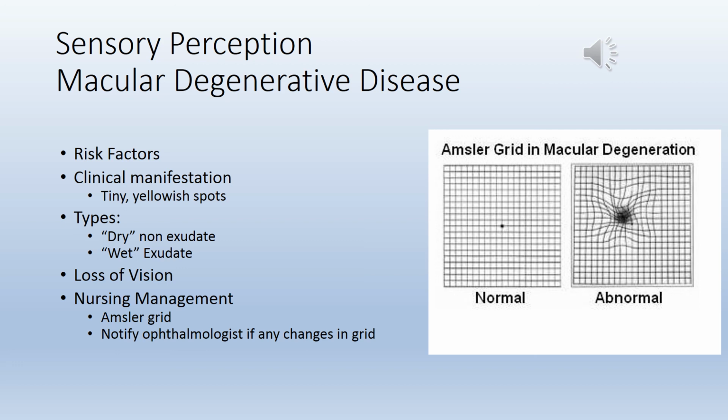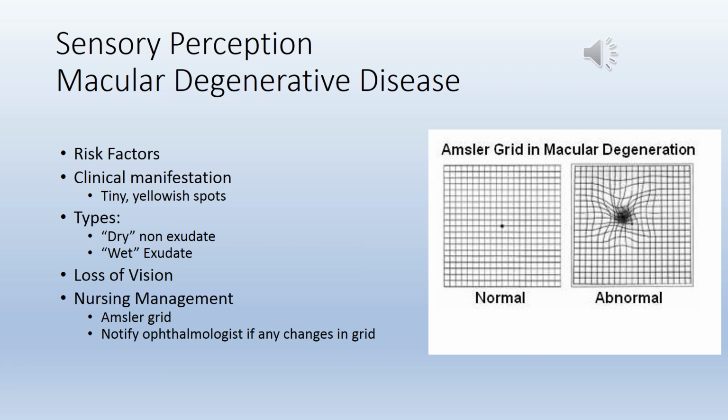Wet exudate is characterized by the development of an abnormal choroidal neovascular network beneath the macula. These vessels leak fluid and bleed, causing edema and the development of fibrosis. If either the dry or the wet type is not cured, it will result in a loss of central vision.